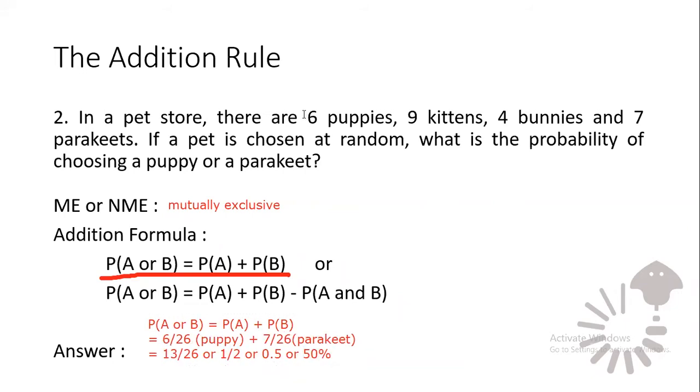So from the given 6 puppies, 9 kittens, 4 bunnies, 7 parakeets, if a pet is chosen at random, you have a 50% chance that the pet you pick is either a puppy or a parakeet, because half of the population is composed of puppies or parakeets. Same answer? Yes, ma'am. Okay.